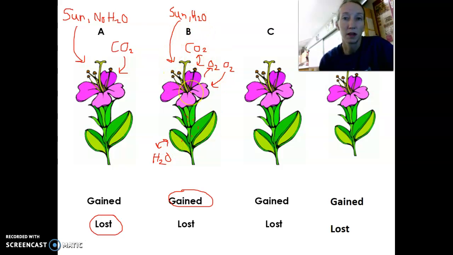Now this treatment, treatment B, this plant could keep growing and growing forever and ever. Once again, as long as you have these key ingredients like sunlight and water, it could just keep going, right?